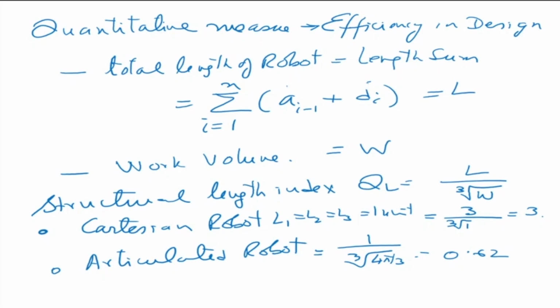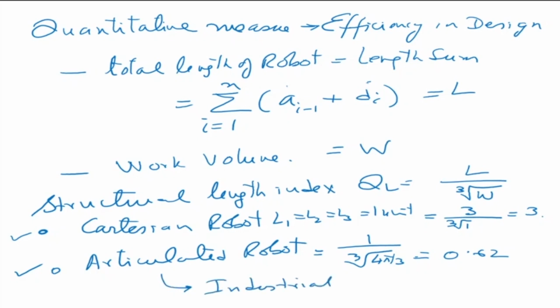Okay. Now this is an important parameter which we have to keep in mind, whether you want to buy one robot for reach or you want to buy a robot for load carrying. So if you want to buy a robot for load carrying, it is a Cartesian robot. If you want to buy a robot which is efficient in design but has a larger work volume, then it's an articulated robot. And this is the reason why most industrial robots are articulated.